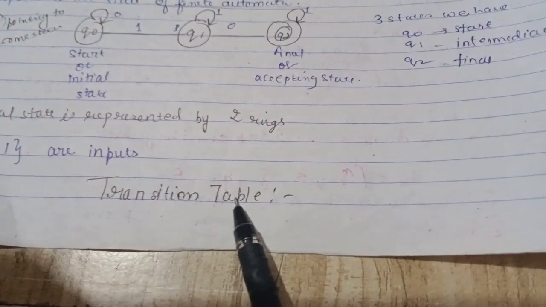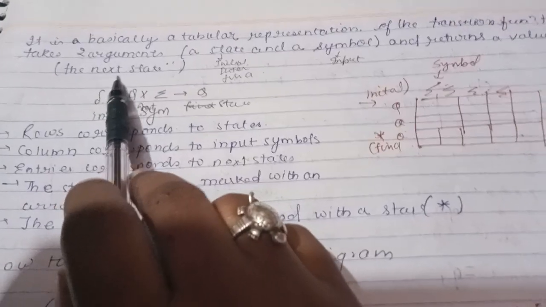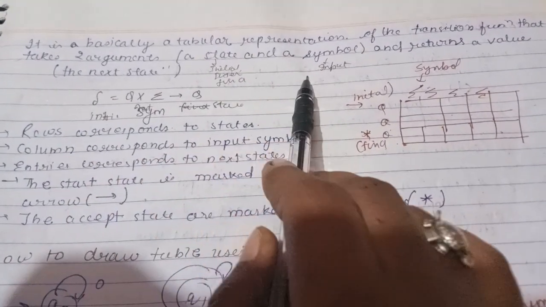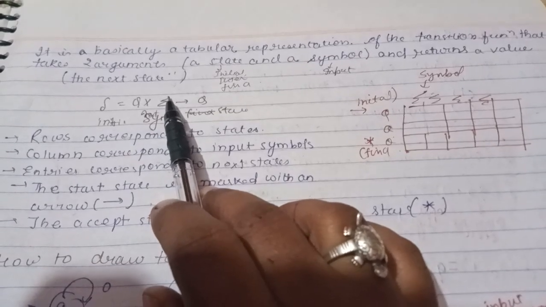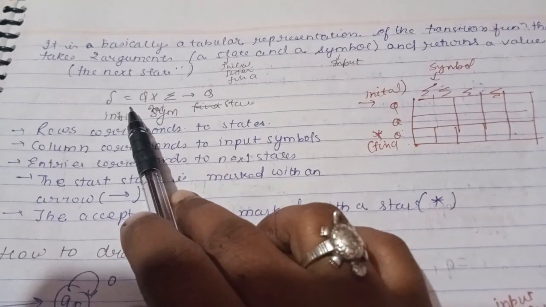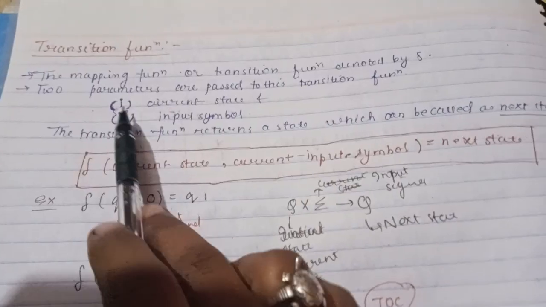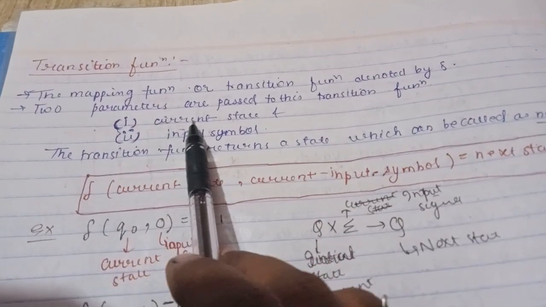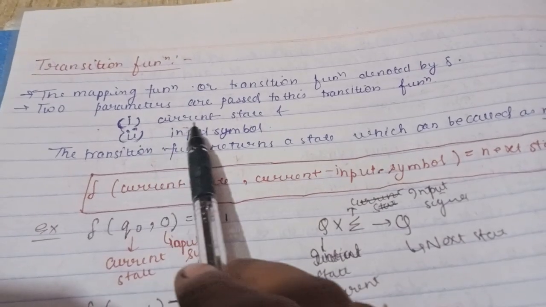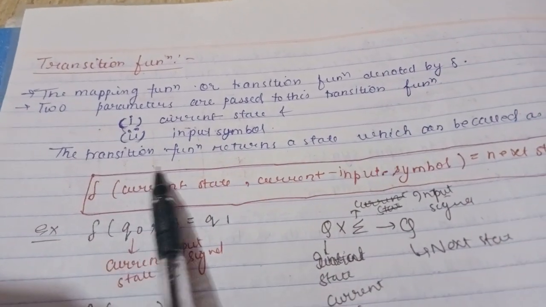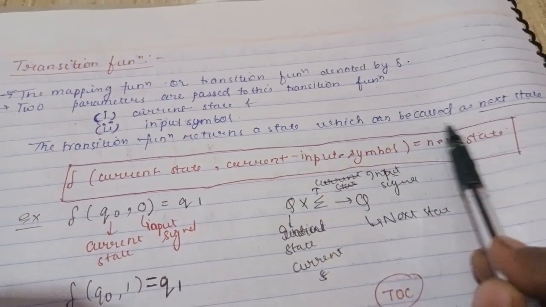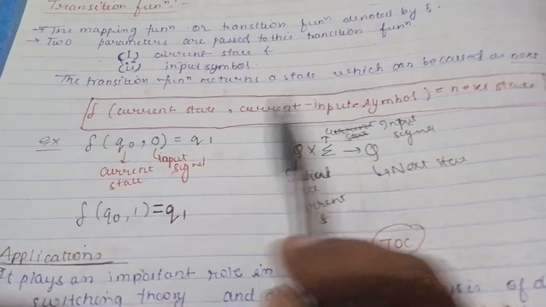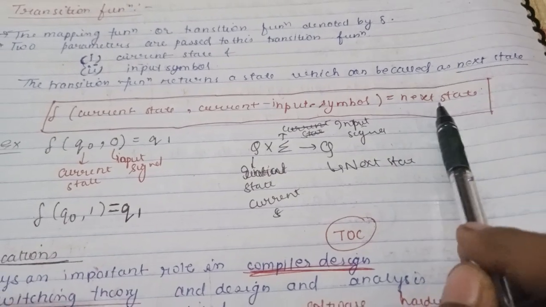Now we are going to learn about the transition table. It is basically a tabular representation of the transition function that takes two arguments, a state and a symbol, and returns a value that is the next state, represented by the transition function that we have earlier learned. Now the mapping function or transition function is denoted by delta. Two parameters are passed to this transition function, first the current state and second the input symbol. The transition function returns a state which can be calculated as the next state. Delta of current state, comma, current input symbol gives the next state.